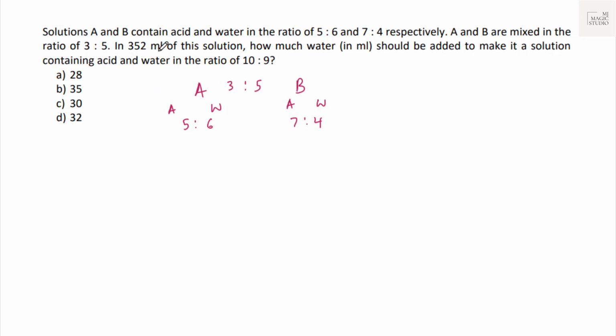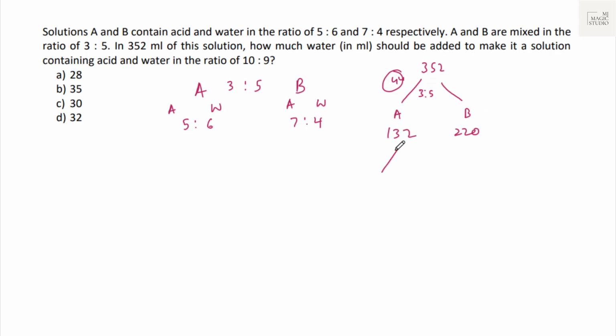Now in 352 ml of this solution, we know the mixture of A and B is 352 ml. That means part A and part B we can easily calculate because this is in the ratio 3:5. 3:5 means 5 plus 3 is 8. 352 by 8 is 44. So 44 into 3 is 132 and 44 into 5 is 220. So we have taken 132 ml of solution A and 220 ml of solution B.